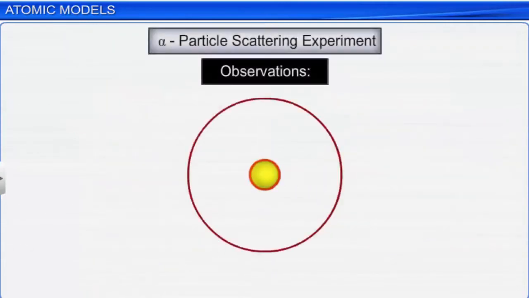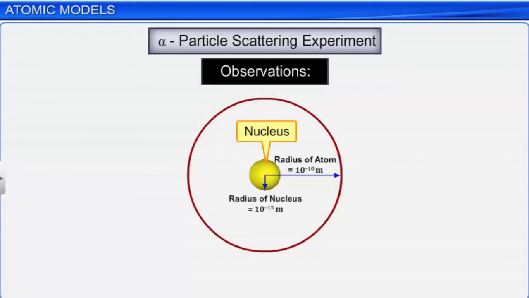Rutherford named the positively charged center present in an atom as nucleus. Calculations by Rutherford showed that the volume of the nucleus is negligible as compared to the total volume of the atom. For an atom of radius 10^-10 meter, the radius of the nucleus is about 10^-15 meter. That means, if a cricket ball represents a nucleus, the radius of the atom would be about 5 kilometers.